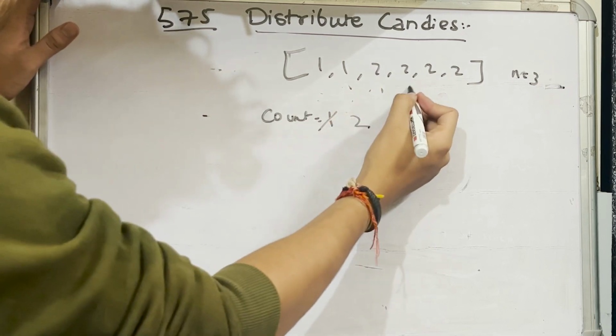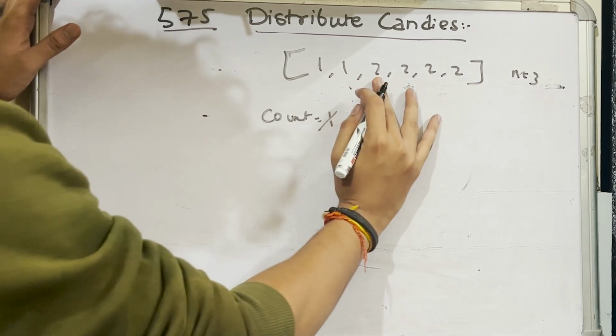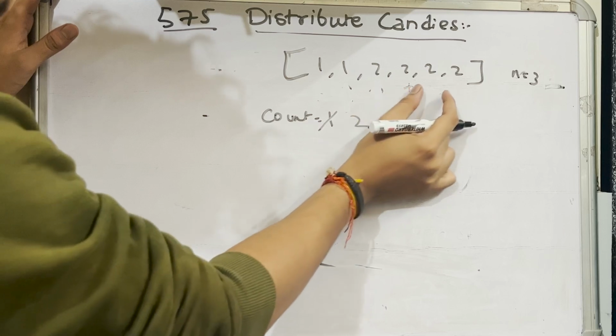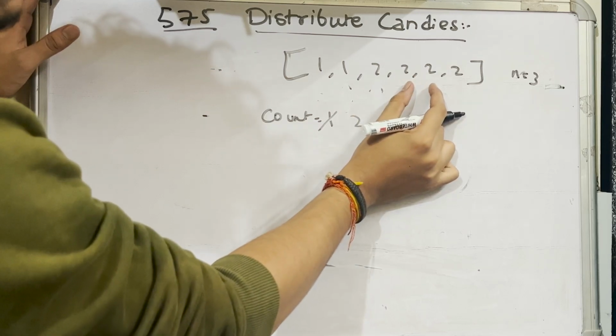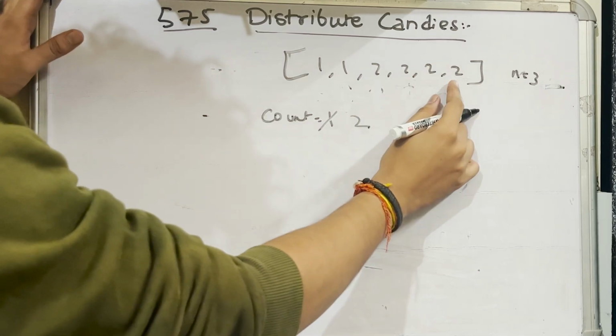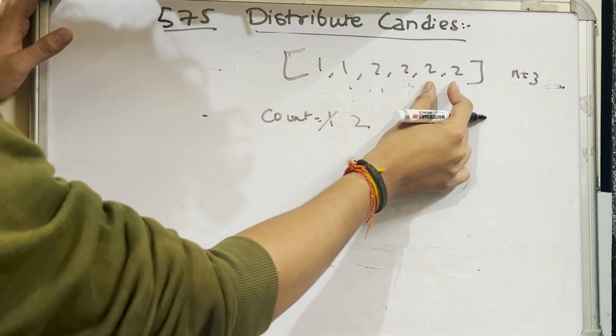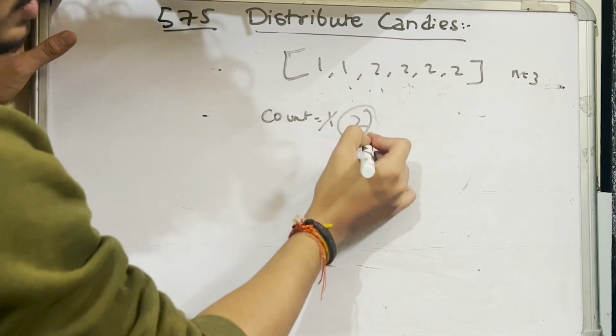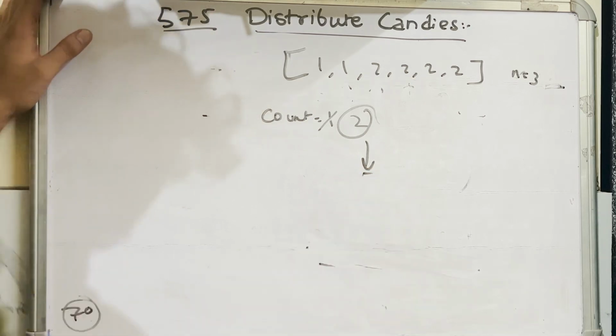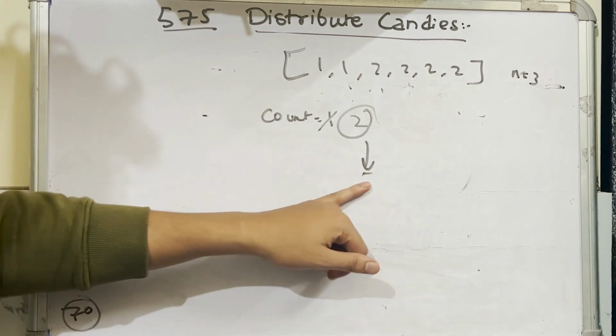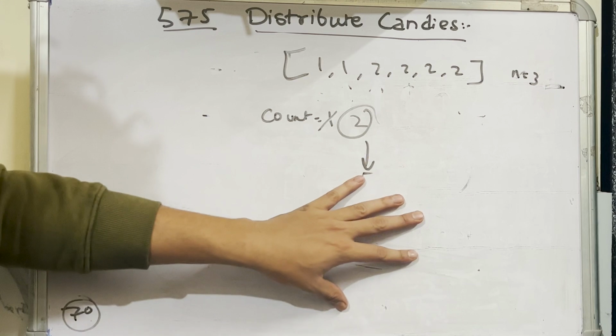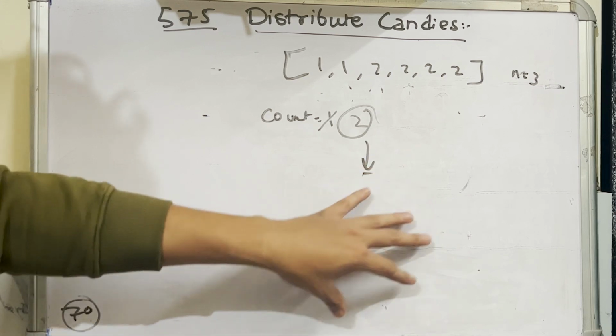Then similarly we move I and compare it to this one. No, these two are not different. Then we move I here and compare it to the previous one. No, they are not different. I will move here, then we compare with this one. No, these are not different. So we return 2, we can only have 2 types of candy, or Alice can only have 2 types of candy. So I hope you understand the solution. There was nothing much in the code.